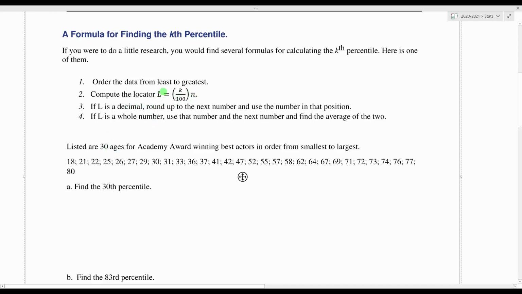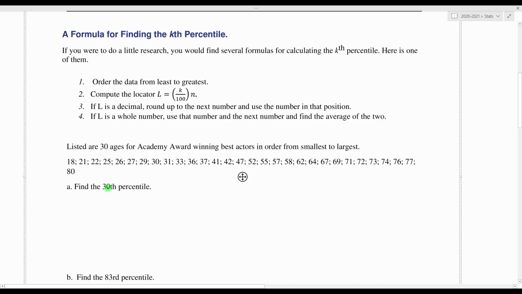So once we know what L is, we look at two different scenarios. If L is a decimal, we're going to round up to the next number and use the number in that position. If L is a whole number, then we're going to use that number and the next number and find the average of the two. So let's look at an example. It's a lot easier to make sense of these kinds of instructions once we see an example.